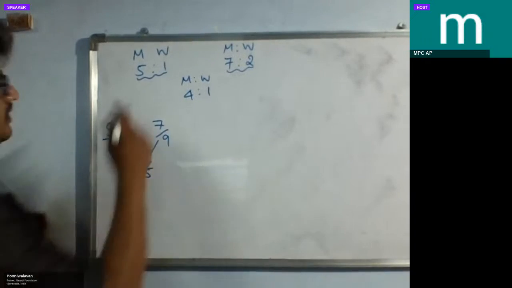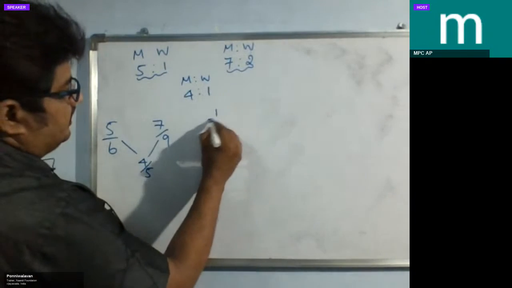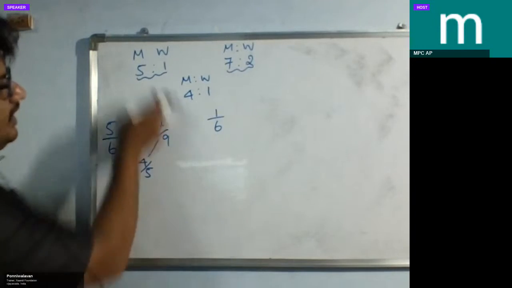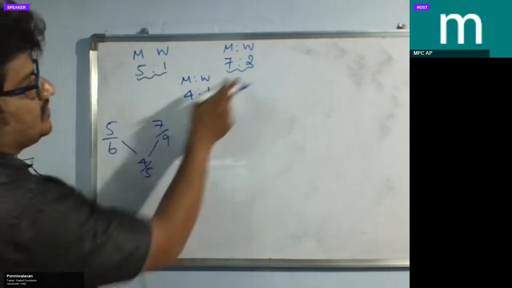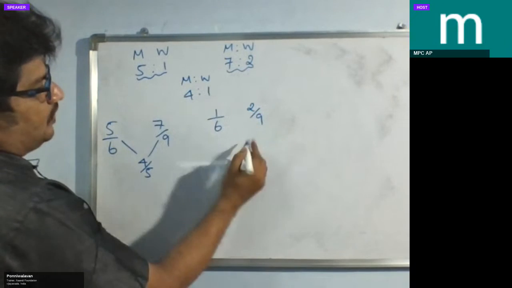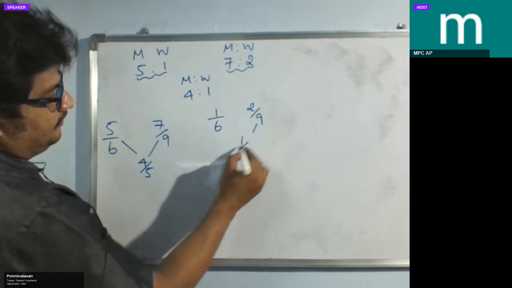Yes. Listen. 1 by 6. If you want to go with water now, what is water? Here it is 1 by 6. Here what is water? 2 by 9. Here what is water? 1 by 5.